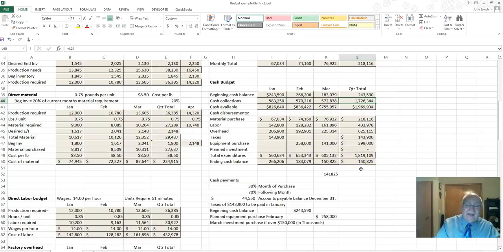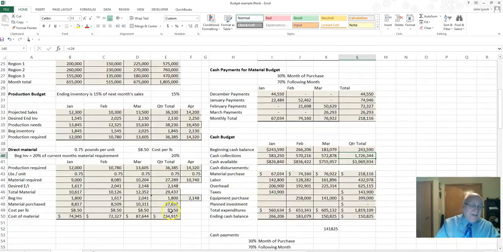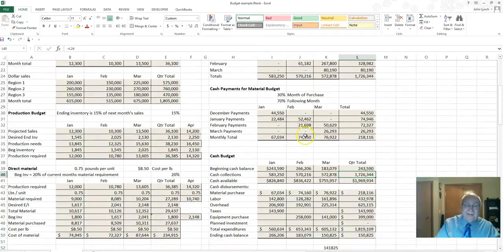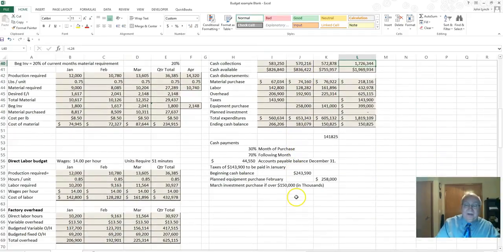That is the cash budgets. So hopefully this helps a little bit. Like I said, review this several times if you need to, but that's the cash budget and that's how you come up with it. So talk to you later.